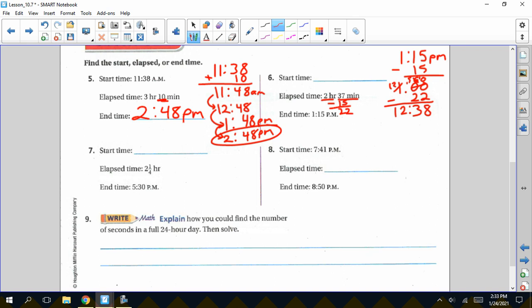Okay? Now, we have to still take off 2 hours of that. So if we're at 12:38 and we go back 2 hours, we would be at 10:38. And we were at PM, we crossed that 12 o'clock mark. We are now at 10:38 a.m. Now, you can always check your answer by starting at 10:38, counting 2 hours and 37 minutes, and seeing if you get 1:15 p.m.